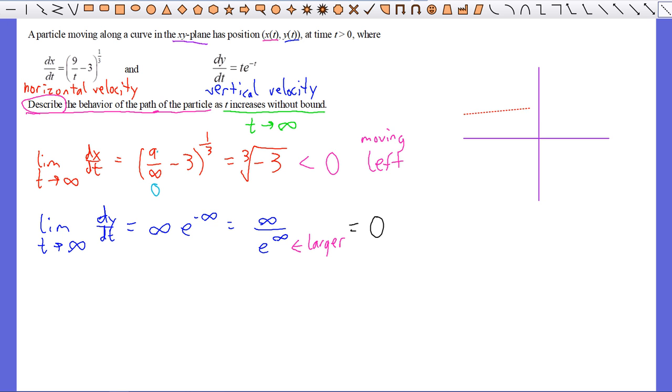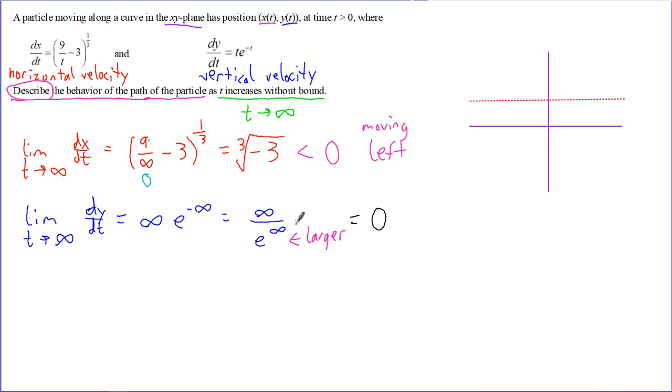Could be anywhere. I don't know where that is. And this is positive. I know it's moving up just slightly, not much. So I know it's moving left, so it'd be something like this. So you can see it's moving left, and it's almost not moving vertically because it's getting closer and closer to this horizontal asymptote, but never quite touching it.